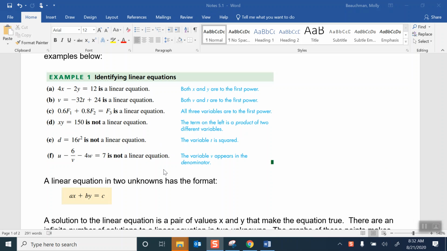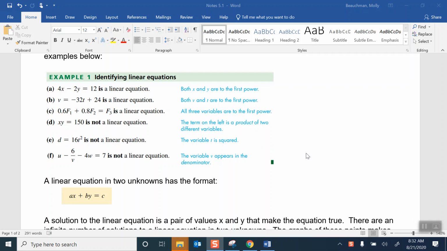Notice the ones that are not examples. For example, x times y is not a linear function, because the term on the left is a product of two different variables. D is equal to 16t squared is not linear because the variable t is squared.